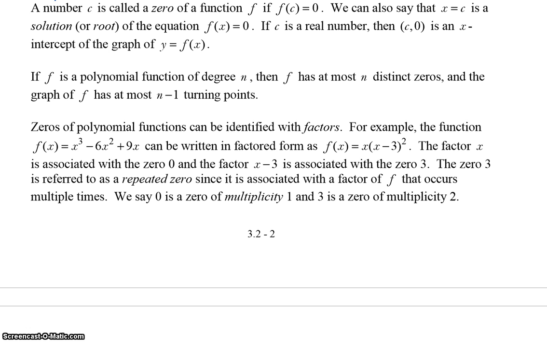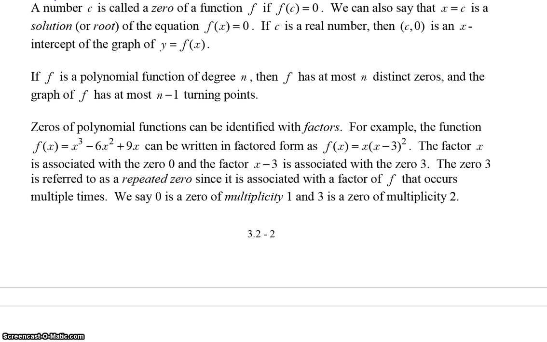Zeros of polynomial functions can also be identified with factors. So we mentioned zeros, solutions of equations, x-intercepts. Here's a fourth thing that's connected with those other three, and that's factors. For example, the function f of x equals x cubed minus 6x squared plus 9x can be written in factored form as f of x equals x times (x minus 3) squared. It's not difficult to factor that particular polynomial.